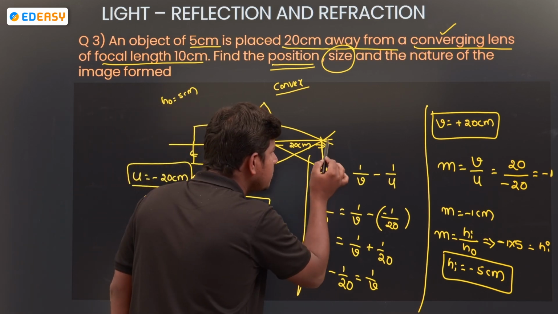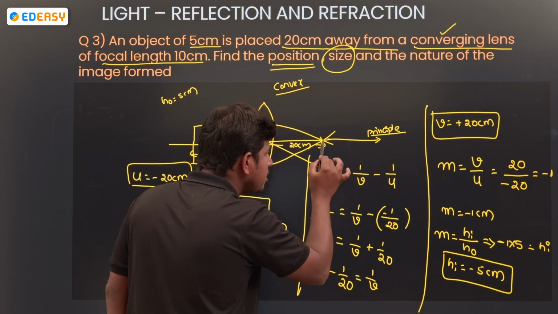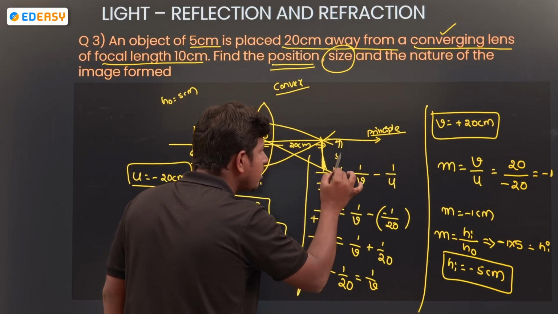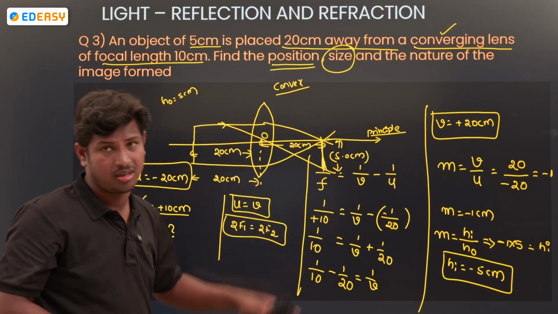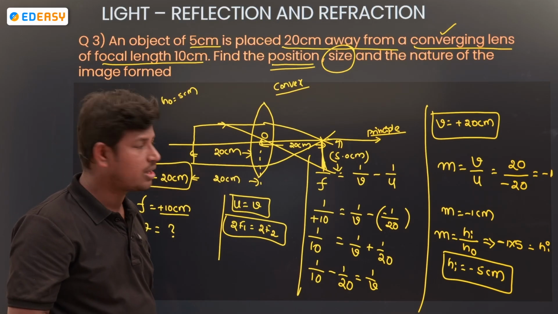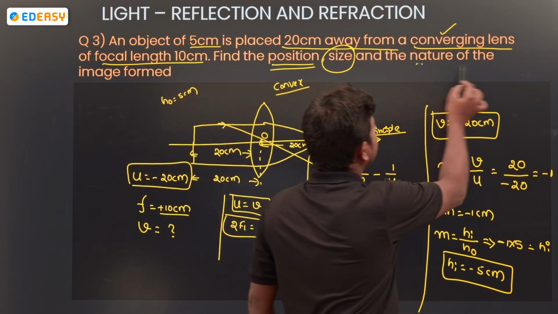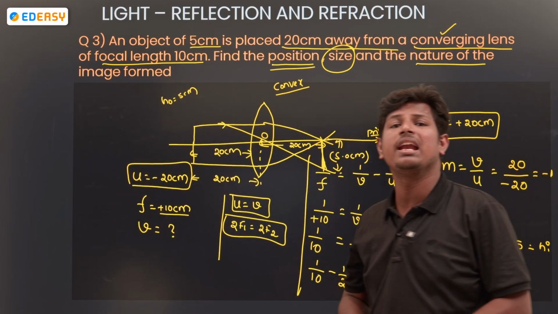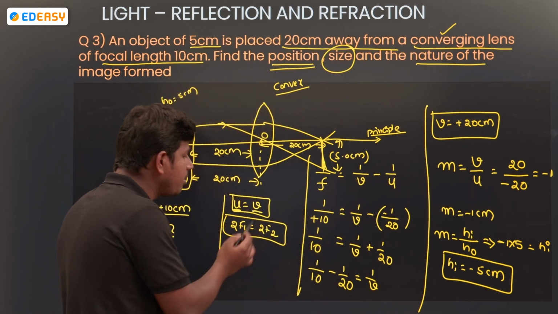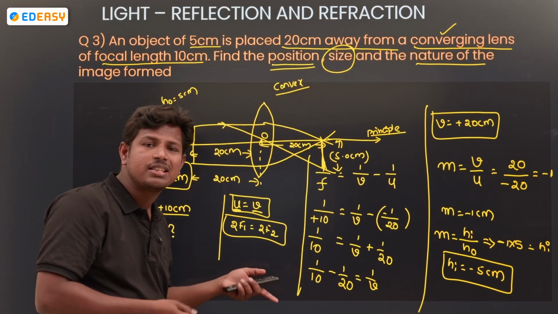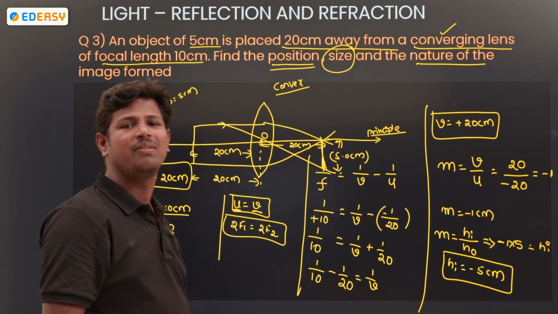Now this is the principal axis, right? So below the principal axis, 5 centimeter height. Below the principal axis is what? Minus 5 centimeter. So height of the image is minus 5 centimeter. Next, nature of the image: real and inverted, same size, because object distance is equal to image distance, 2F1 is equal to 2F2. Can we go for the next one?